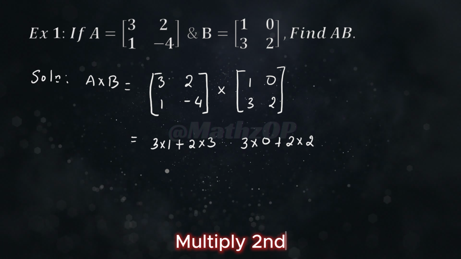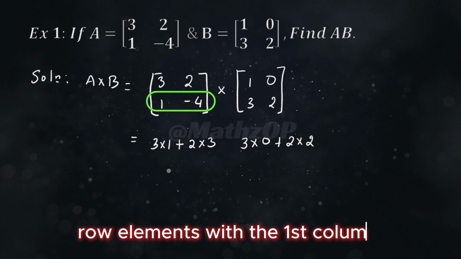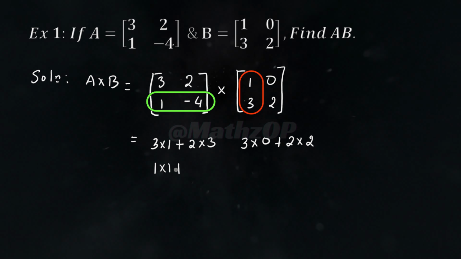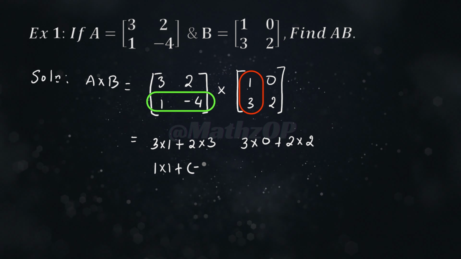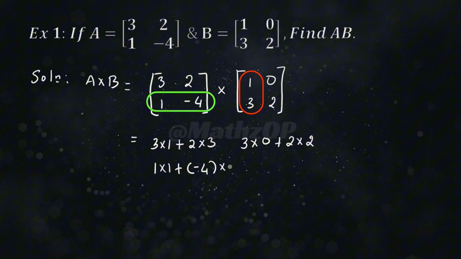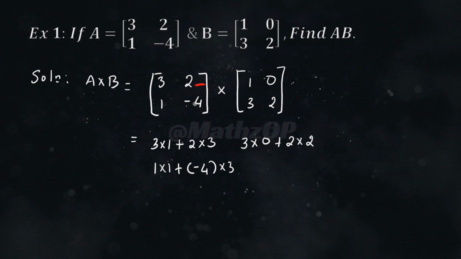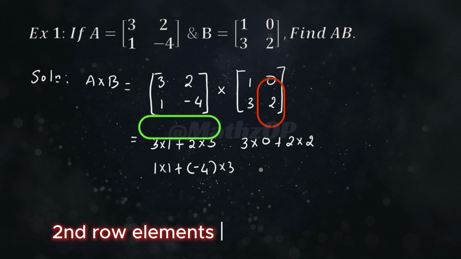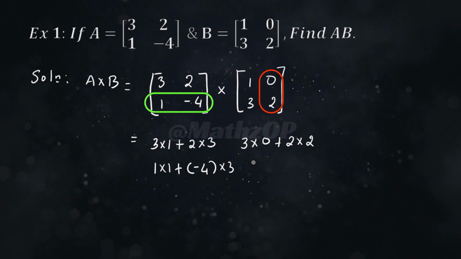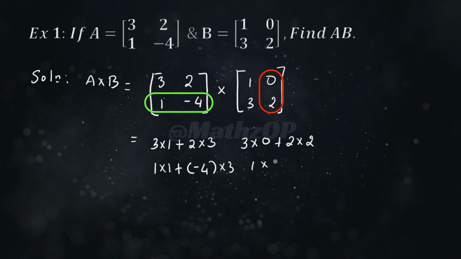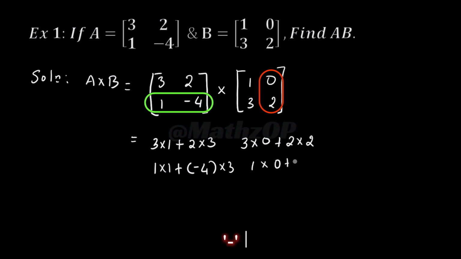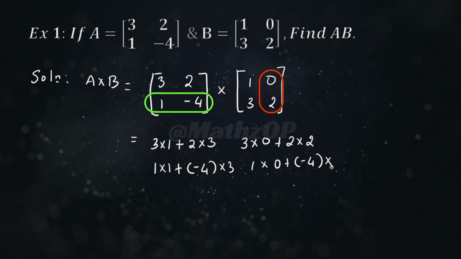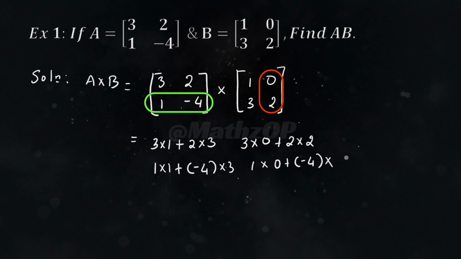Now we will multiply second row elements with the first column elements. 1 into 1 plus minus 4 into 3. I am keeping the minus sign because we have a minus sign here. Next we will multiply second row elements with the second column elements. 1 into 0 plus, I'll keep the minus sign as it is, minus 4 into 2.